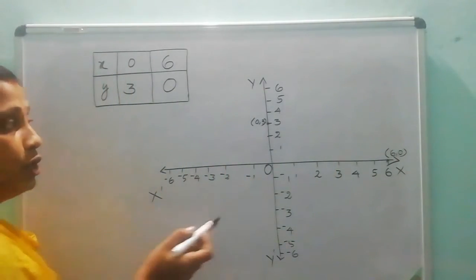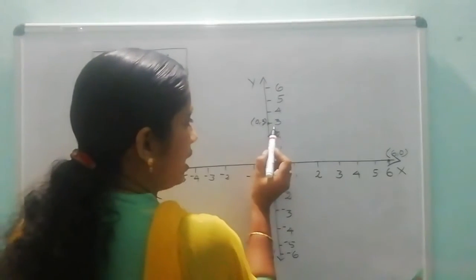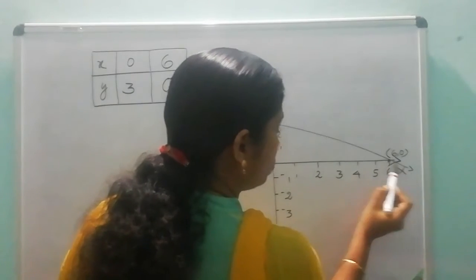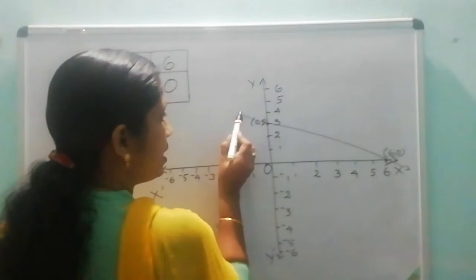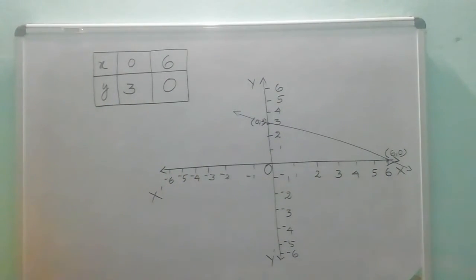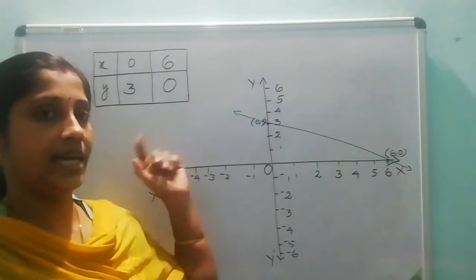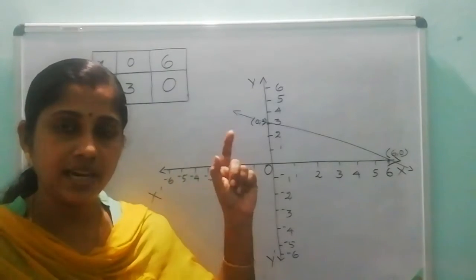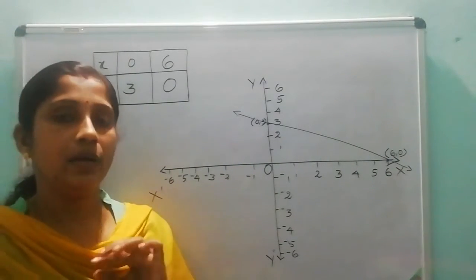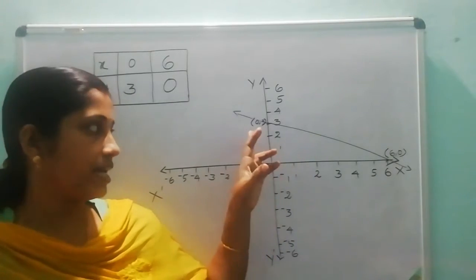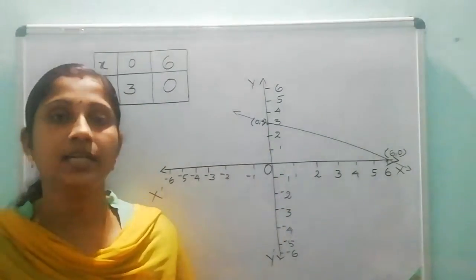Then you have to join these points with a line. With the scale you have to join this. This will be a straight line. When we draw these points, this will always be a straight line. That means the graph of a linear equation in two variables will always be a straight line. We will get the solution only as a straight line. Thus we draw the graph of that linear equation.